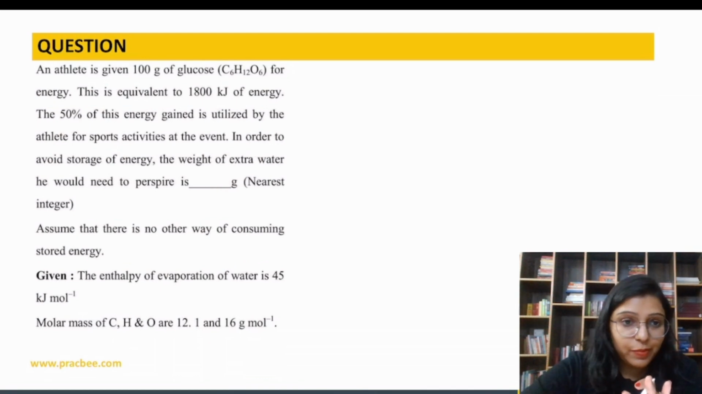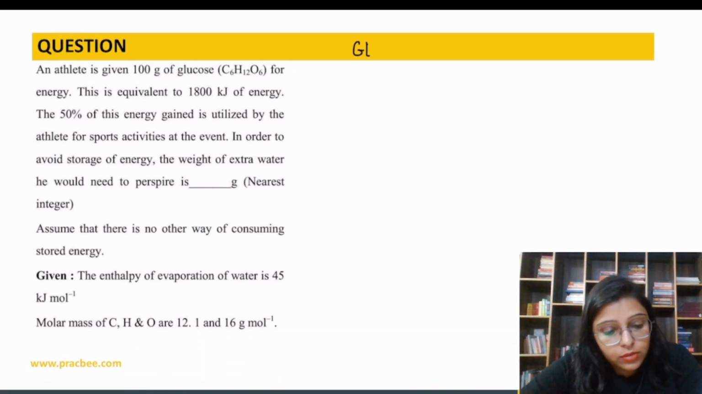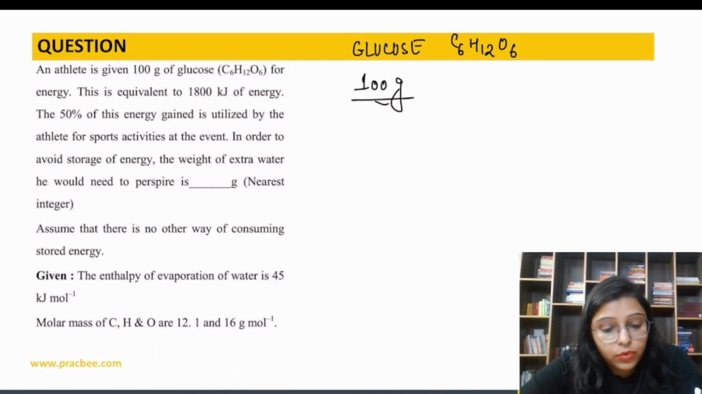Write down every piece of information. Just try to write down every piece of information, that's the important thing. Next, an athlete is given 100 gram of glucose, so glucose mass is 100 gram. What is glucose? C6H12O6, for energy. This is equivalent to 1800 kilojoule of energy, right? So for 100 gram, Q is equal to 1800 kilojoule.